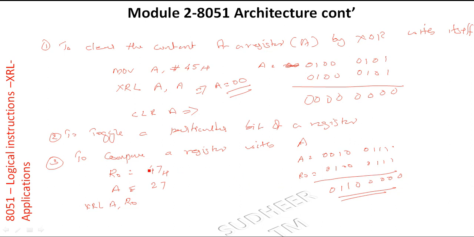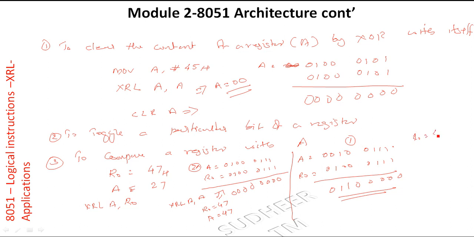Now suppose our R0 is the same, and the accumulator is also 47. This is case 2. So A is 0100 0111, and R0 is also 0100 0111. While performing the instruction XRL A, R0, same input 0, same input 0, every bit same input 0. See, look at the difference here. In this case R0 is 47 and the accumulator is also 47. In the other case R0 is 47 and A is 27. So if both the accumulator and register have the same value, while executing XRL A, the accumulator result will be 0, otherwise non-zero.